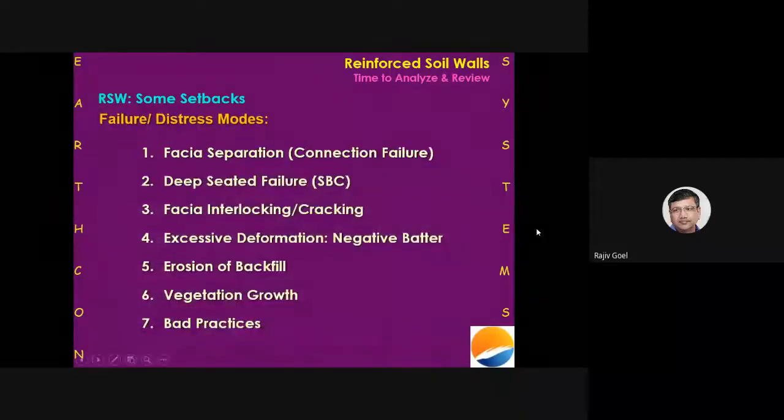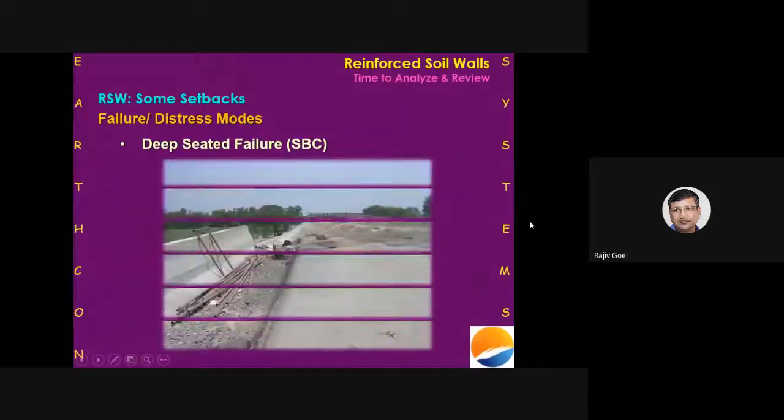Moving further, the second kind of issue we have faced is the deep-seated failure, or, I would say, the bearing capacity failure. And I'll try to give some examples for the same.